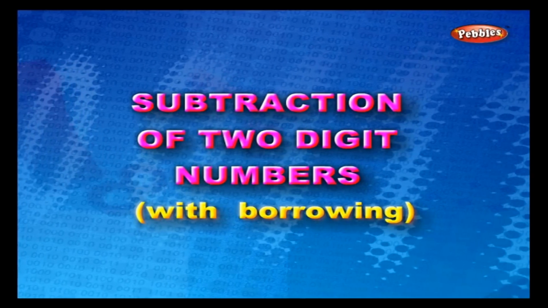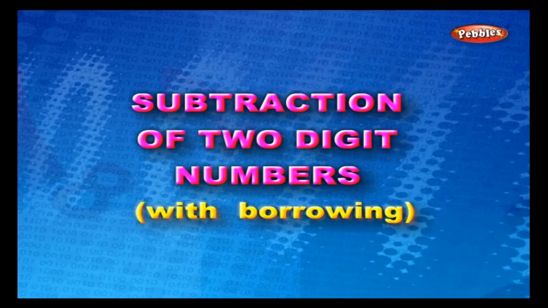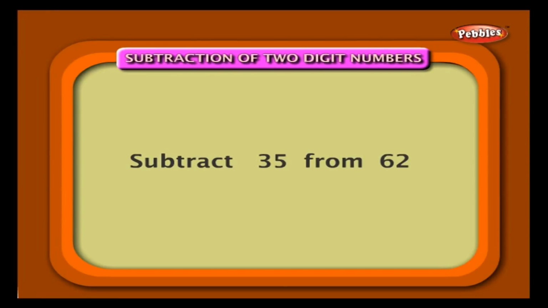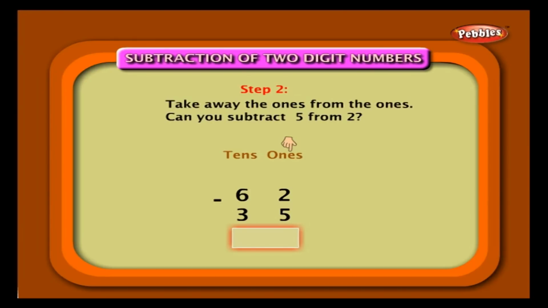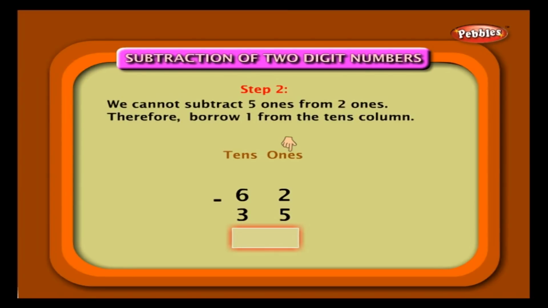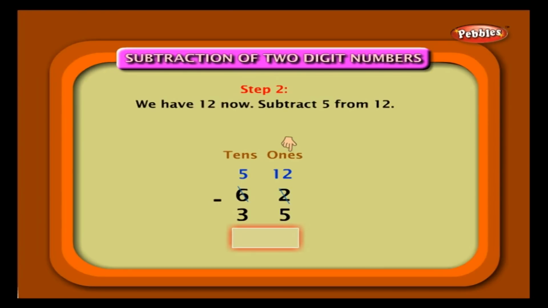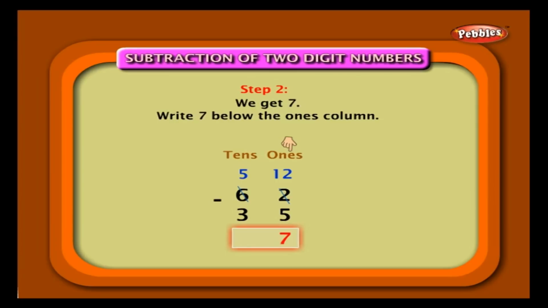Subtraction of two-digit numbers with borrowing. Example, subtract 35 from 62. Write the numbers in columns. Take away the ones from the ones. Can you subtract 5 from 2? We cannot subtract 5 from 2. Therefore, borrow 1 from the tens column. We have 12 now. Subtract 5 from 12. We get 7. Write 7 below the ones column.